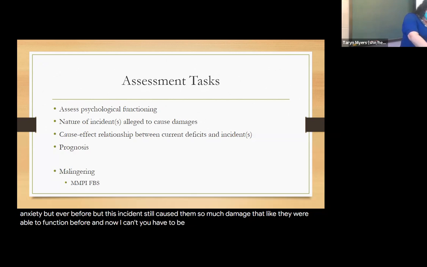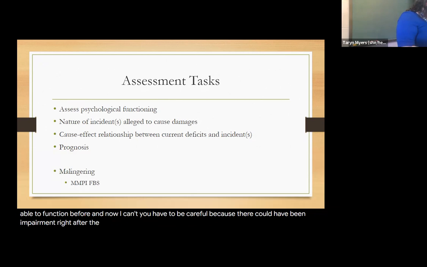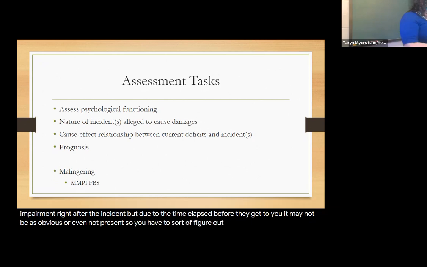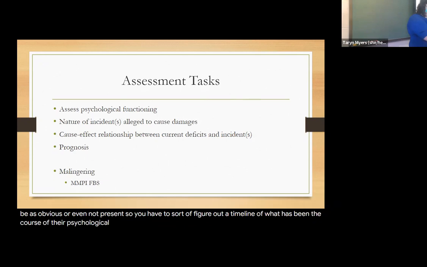You have to be careful because there could have been impairment right after the incident, but due to the time elapsed before they get to you, it may not be as obvious or even not present. So you have to figure out a timeline of what has been the course of their psychological status from really since before the incident to right after the incident till now.